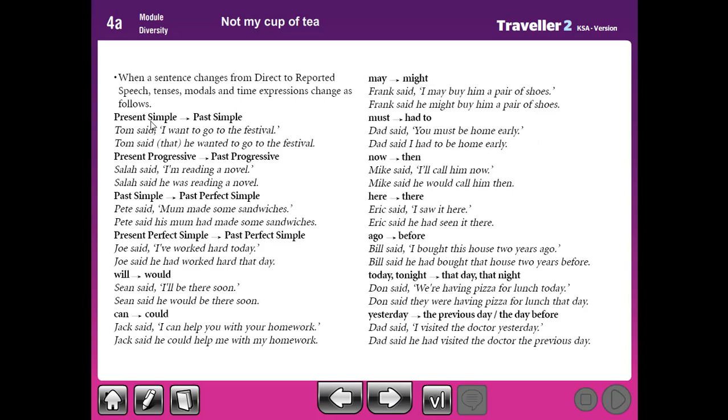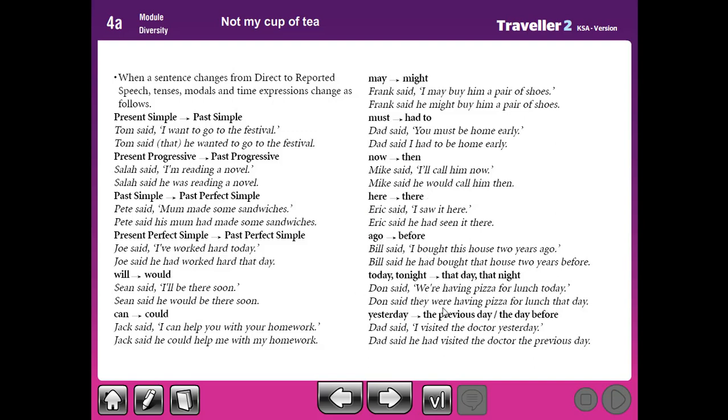Here we have the list of the tenses. We change the present simple into past simple. Want changes to wanted here. Present progressive, I'm reading to was reading, and so on. These are the verbs. And here we have the demonstratives, okay. We don't have the demonstratives here, but we're still talking about the modals: may, might, must to had to, now to then, here to there, ago to before.